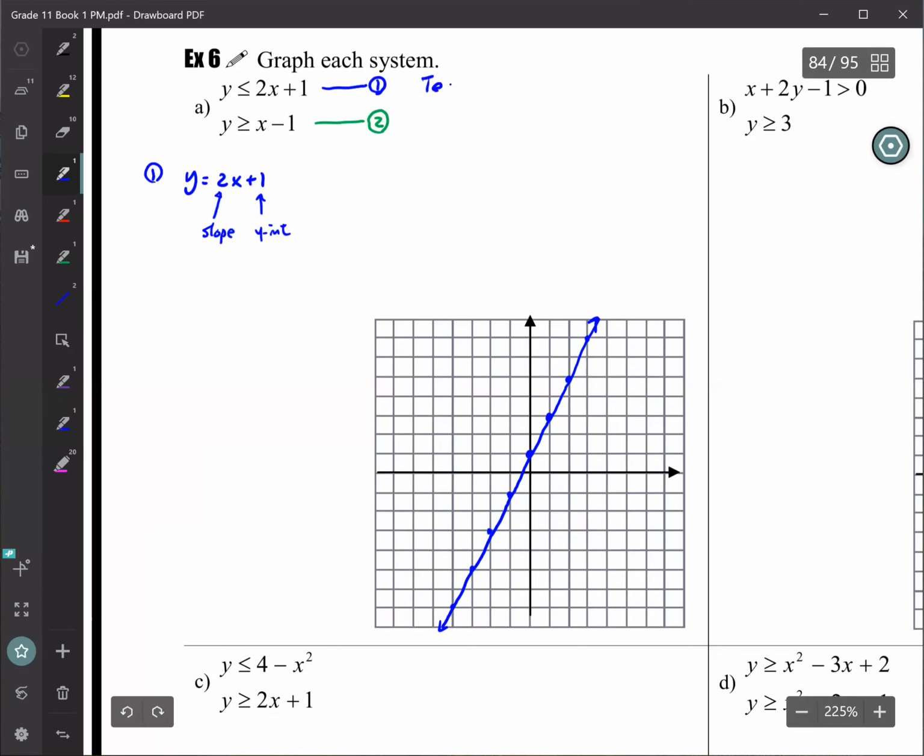Next, we need to test, okay? We're still on the first graph. Test 0, 0. 0, 0 is not on the line. So please find out true or false, okay? Raise your hand when you got a conclusion. True or false? Do not do the shading yet, okay? No shading, just find out true or false.